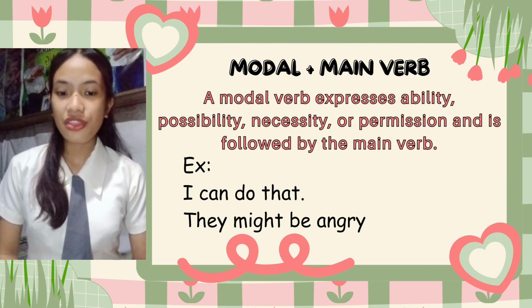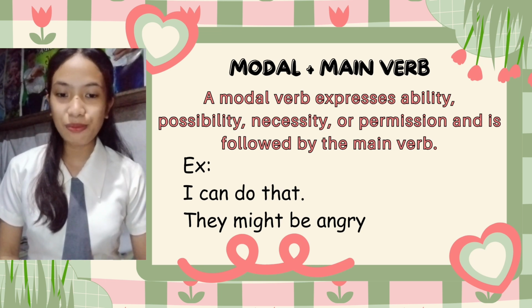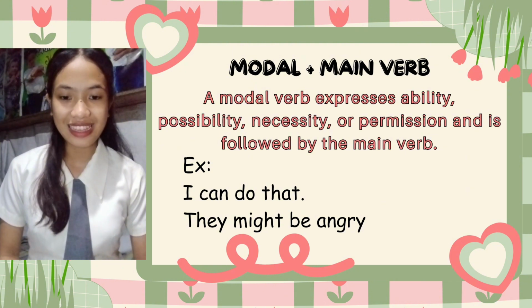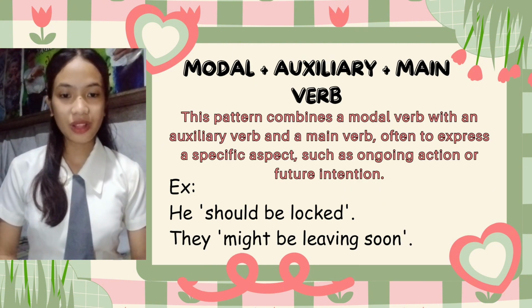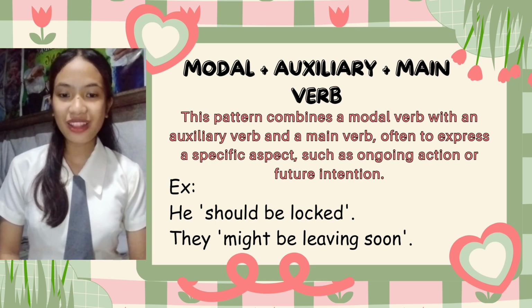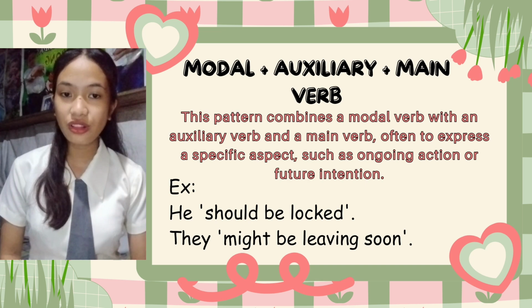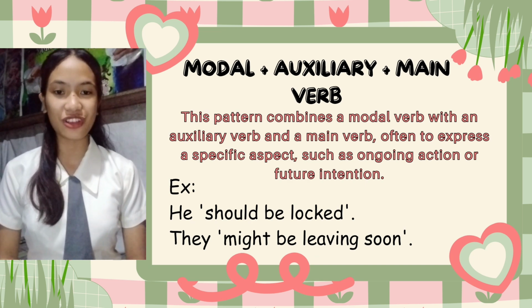Second example, they might be angry. Might, a modal verb, shows possibility, and be, the main verb, indicates their state. Fourth, modal plus auxiliary plus main verb. This pattern combines a modal verb with an auxiliary verb and a main verb, often to express a specific aspect such as ongoing action or future intention.